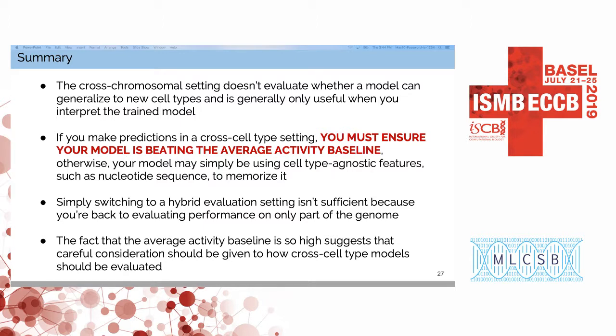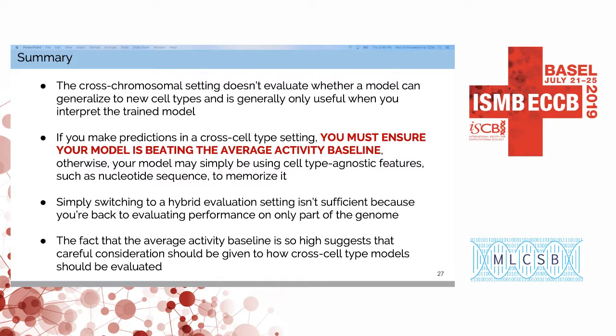So let me just wrap up. The first is that if you are using the cross-chromosomal setting, the best application of this is to train a model and then inspect it in order to learn new biology. If you then take my advice and move over to the cross-cell type setting, you need to avoid this pitfall: if you are using the same loci in the training set and the testing set, you need to make sure you're not just memorizing the average activity. And you can tell this is the pitfall because I've highlighted it in red here.